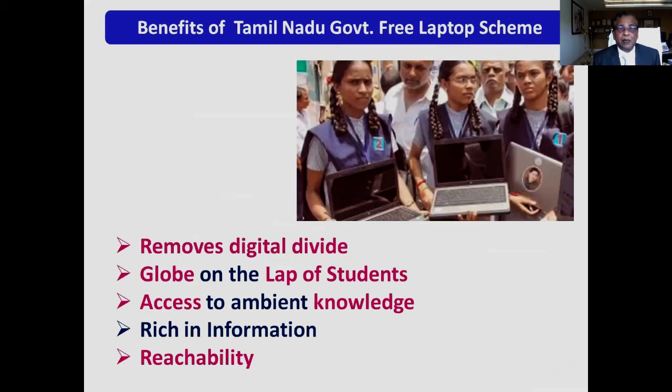Then the benefits of the Tamil Nadu government free laptop scheme: it removed the digital divide, put the globe on the lap of students, gave access to ambient knowledge, rich in information, and reachability. When we went for online examination, it was successful in most of the universities, including the arts and science universities.